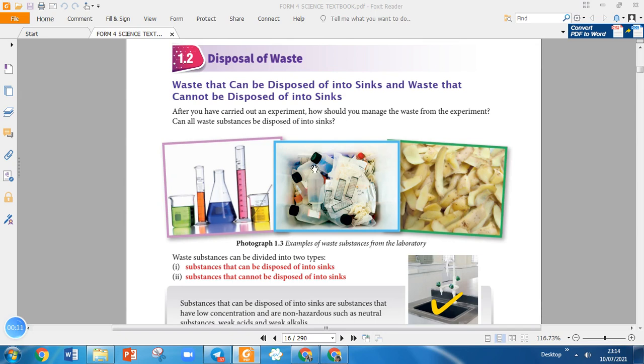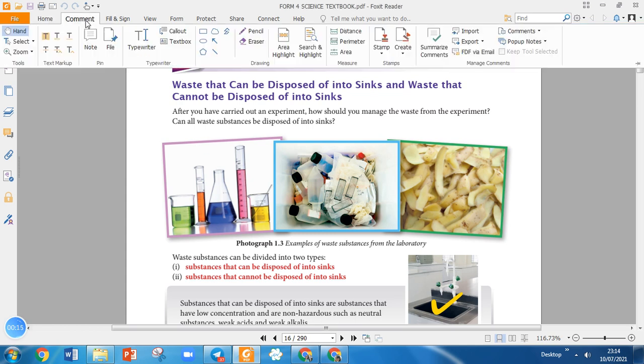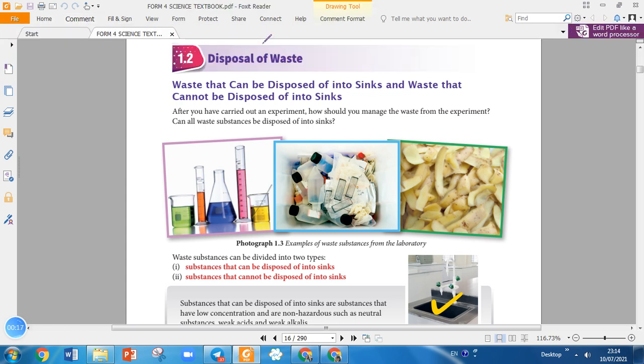We are now at 1.2, disposal of waste. Waste can be disposed into sinks, and there is also waste that cannot be disposed into sinks. There are two types of waste. After you carry out an experiment, how should you manage the waste from the experiment? Can all waste substances be disposed of into sinks? Ask yourself, yes or no.